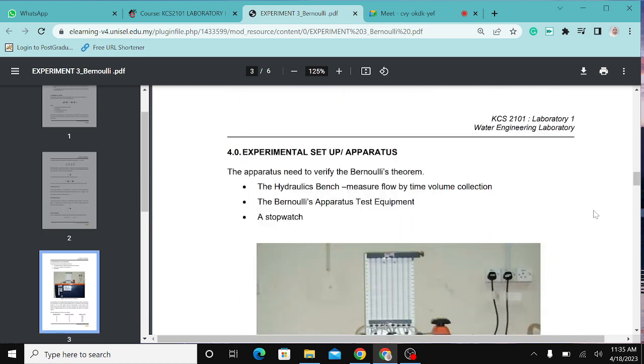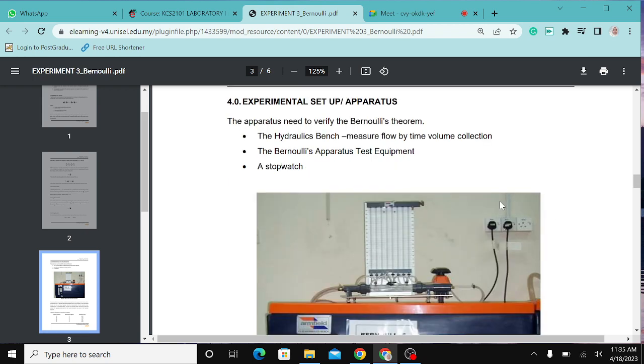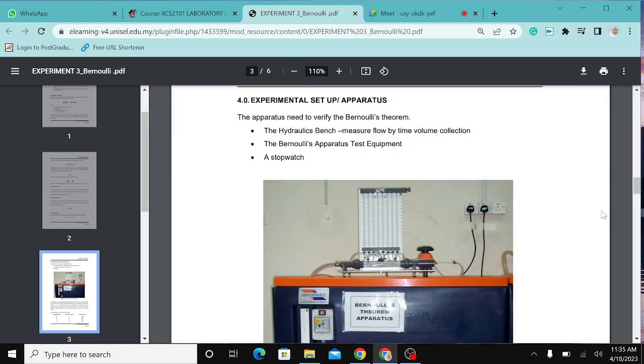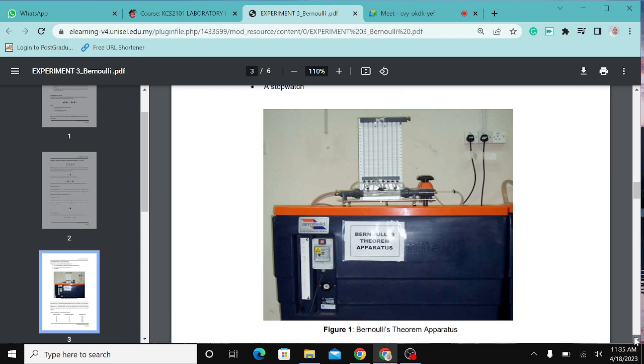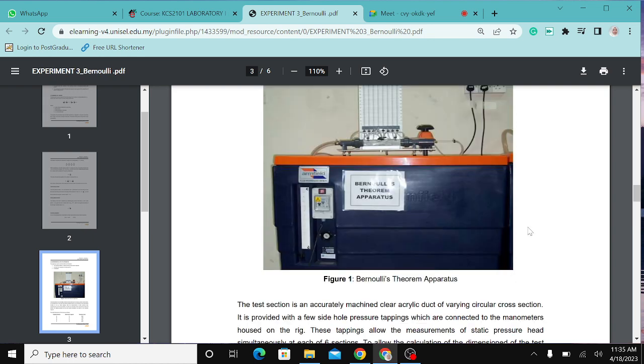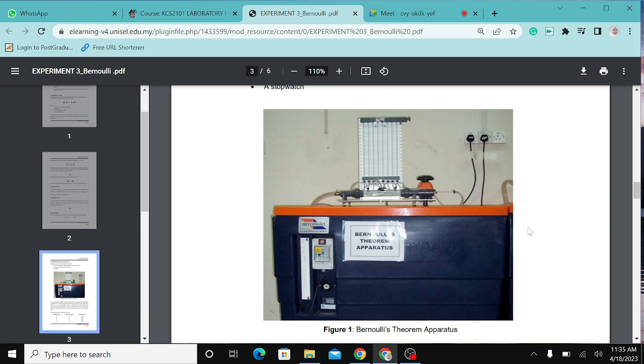So the setup for this experiment number 3, to demonstrate Bernoulli's theorem, you must have this hydraulic bench. It is to measure flow by time collection, volume collection, and then the test equipment on Bernoulli's and a stopwatch. You can see in this figure. Again here, madam is not sure whether these tools are in the lab, so later you can refer to the technicians.